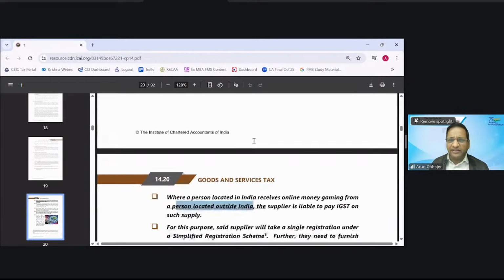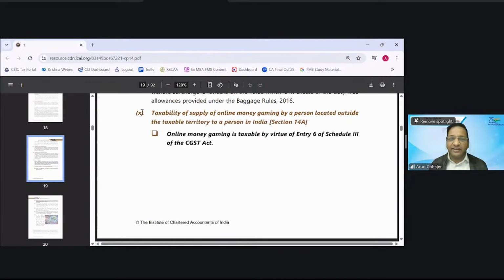So we'll take a small break again, 10 minutes, and then we will read this clause. This point we will start after the break. Okay. So sir, Ashok ji, thank you.